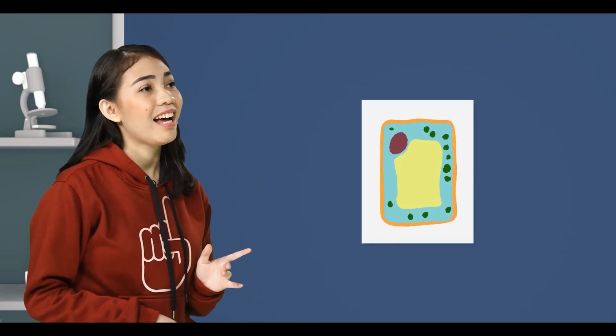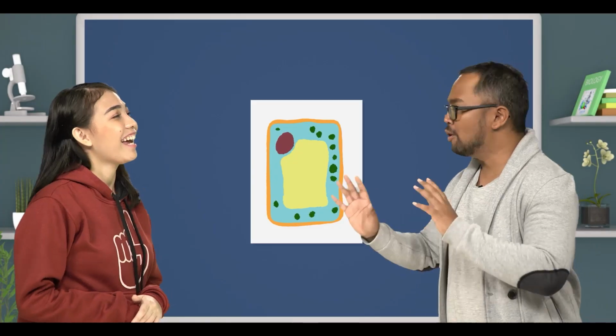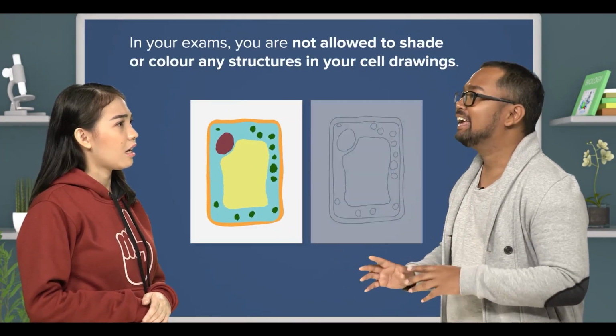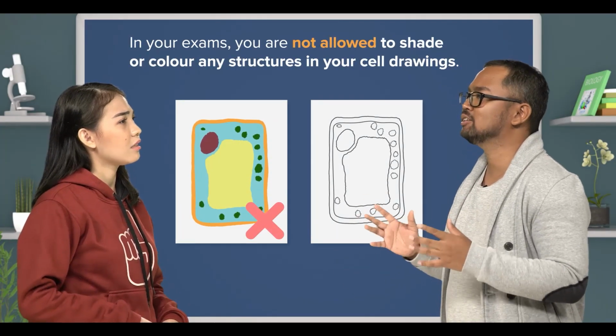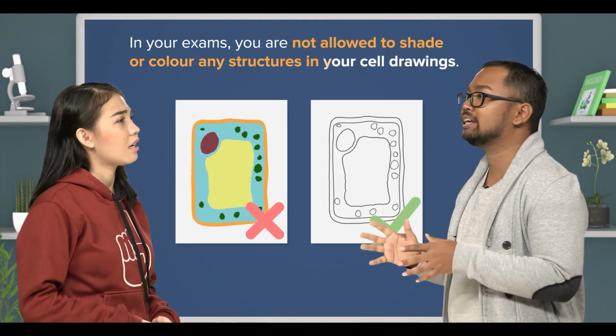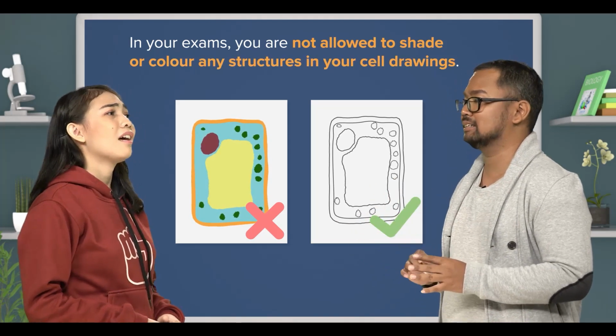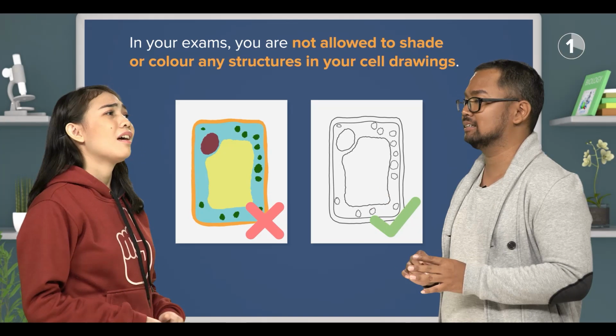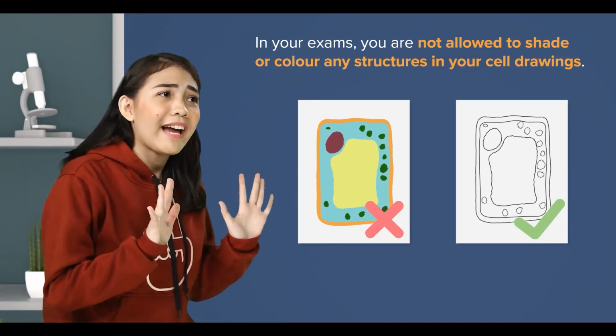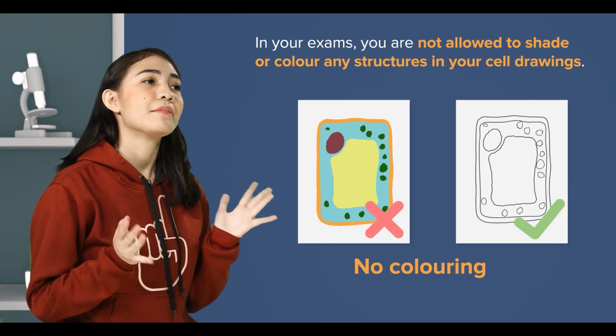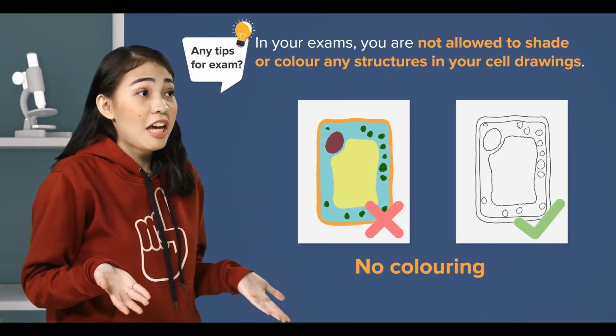Got it. And since it contains chlorophyll pigments that make a plant look green, I'll color it green. No. Remember, in your exams, you are not allowed to shade or color any structures in your cell drawings. And always use a sharp pencil. Okay, don't shout. No coloring, I got it. Any other tips for the exam?